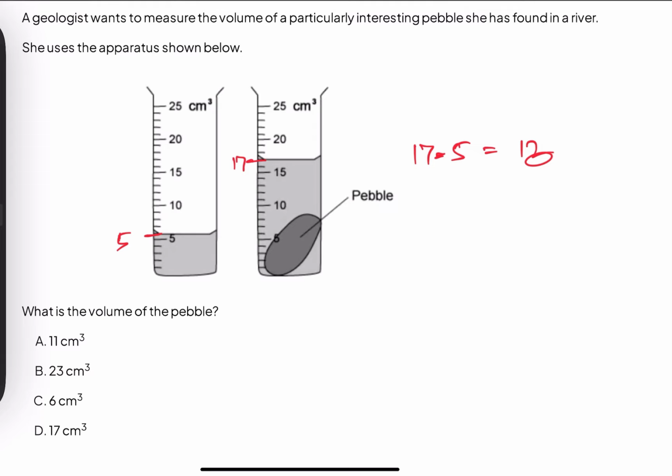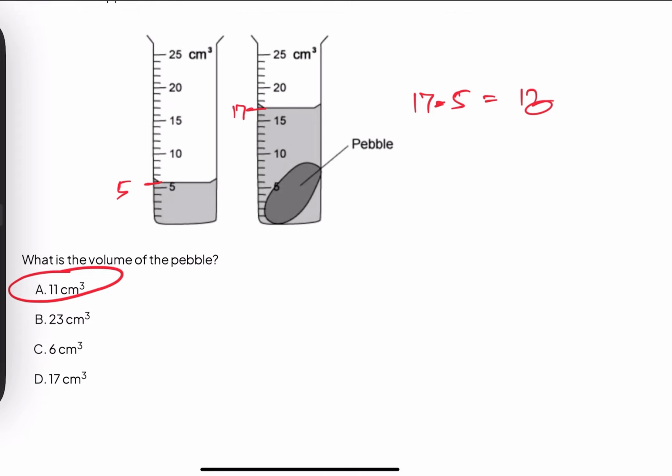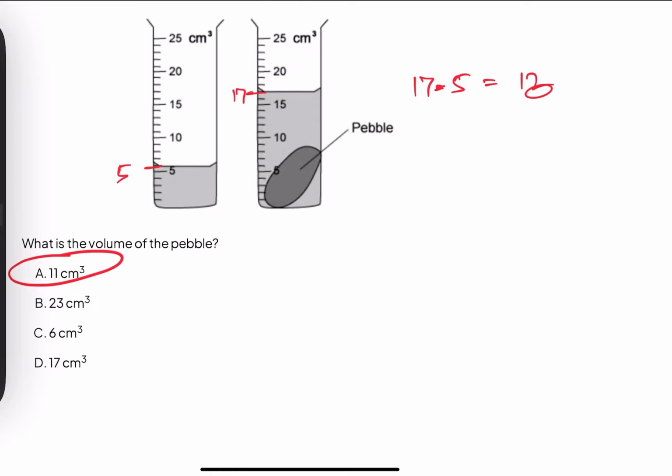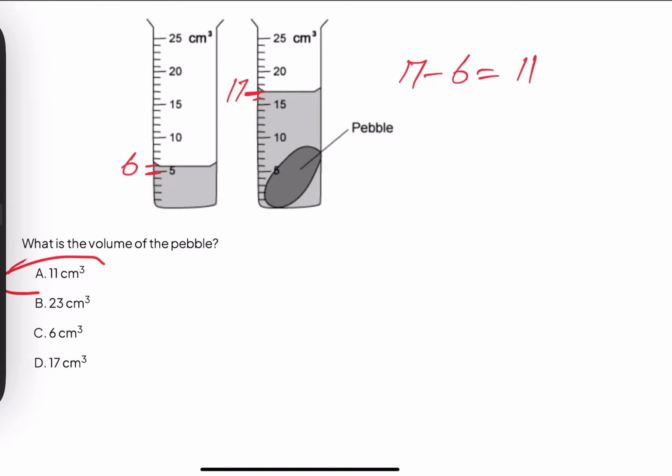So the nearest value is 11 that we have. Okay, so sorry, in the first, this is not 5, this is 6, my mistake. Okay, let me do it again. There is 5 and this is 6, and this one is 15, this 16 and 17. So 17 minus 6 will give you 11. So it's option A.